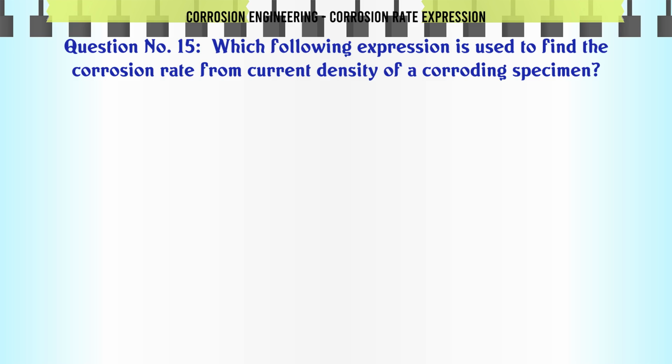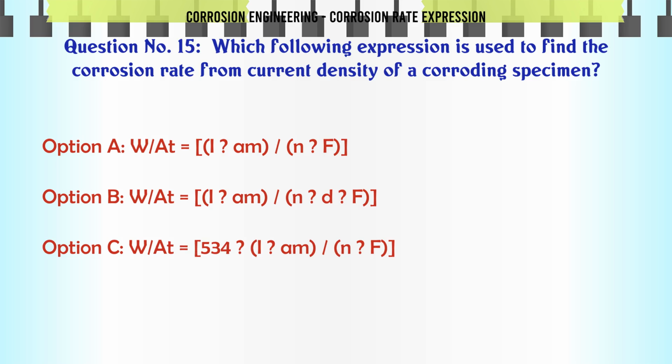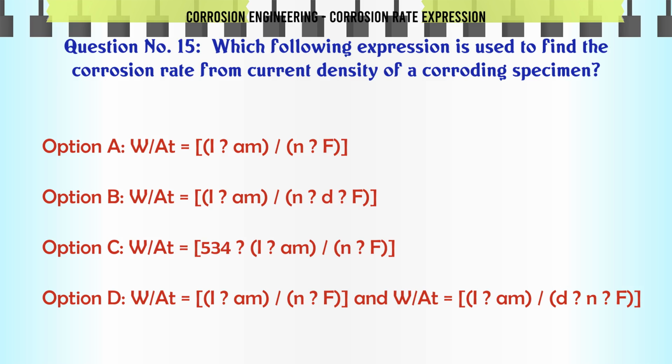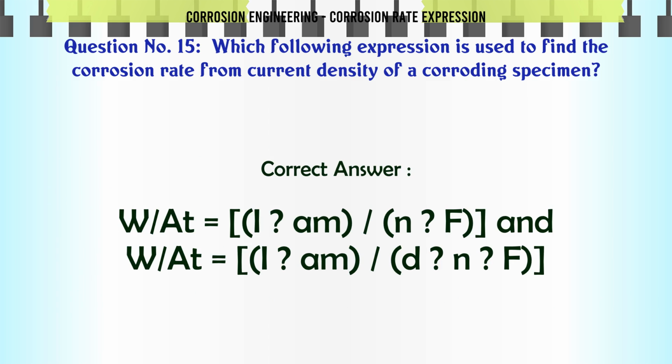Which expression is used to find the corrosion rate from current density of a corroding specimen? A. W = ItM/nF, B. W = ItM/nDF, C. W = 534 ItM/nF, D. W = ItM/nF and W = ItM/nDF. The correct answer is W = ItM/nF and W = ItM/nDF.